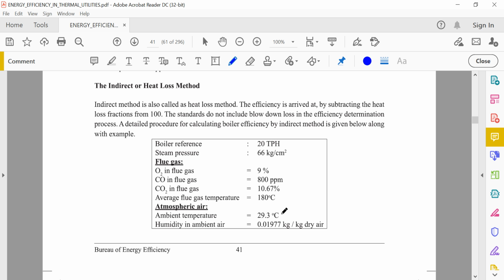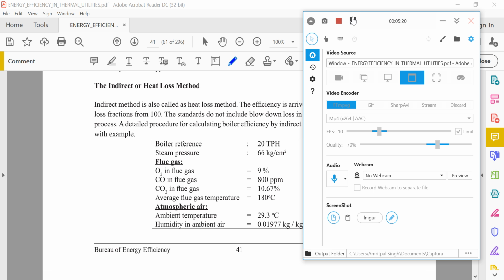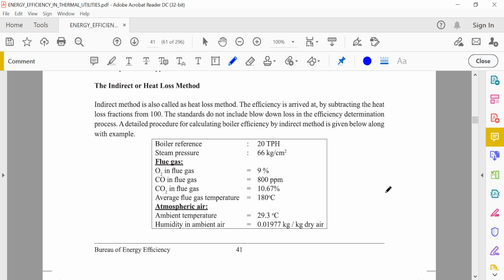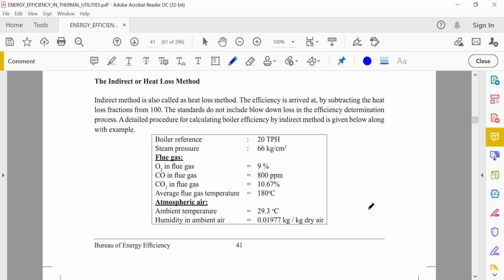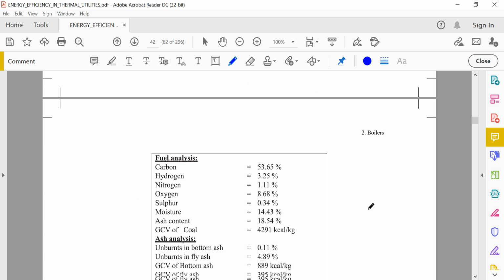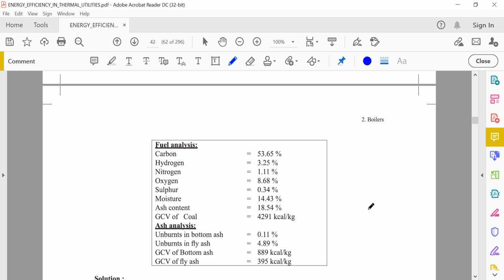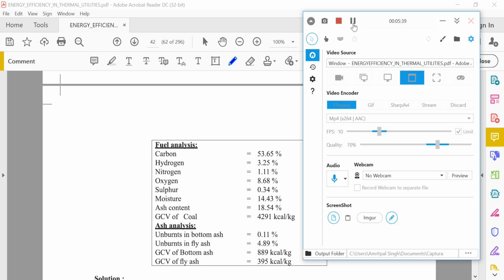Similarly, the ambient temperature is given. Humidity values are also given, along with the ambient temperature and humidity in the ambient air. Fuel analysis is given. This is very much required to calculate efficiency using the indirect method. Then the ash analysis is also given.